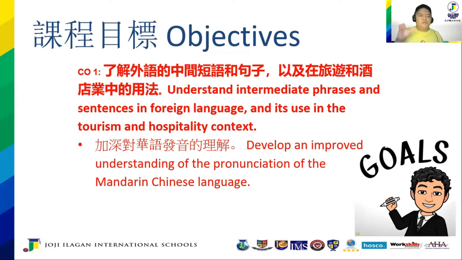This is part of our first course outcome: understand immediate phrases and sentences in the foreign language and its use in the tourism and hospitality context. This time we'll develop an improved understanding of the pronunciation of the foreign language, which is Mandarin Chinese. We want you to develop that advanced pronunciation, so we familiarize how to pronounce the syllables in Mandarin Chinese. And take note, we want you to recognize the pronunciation of the characters.